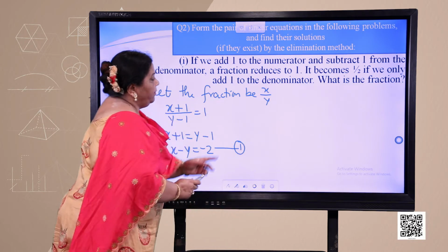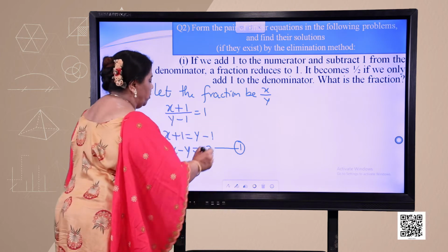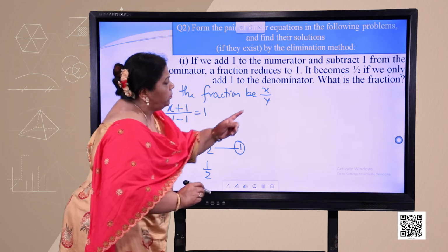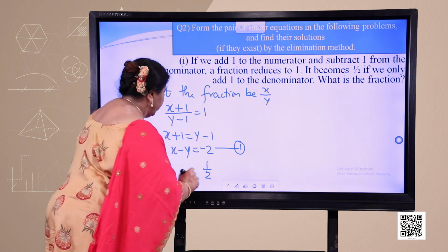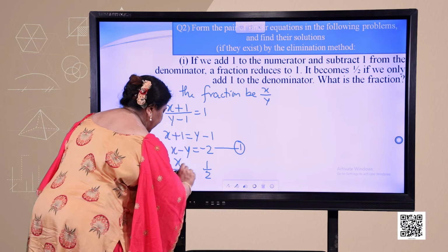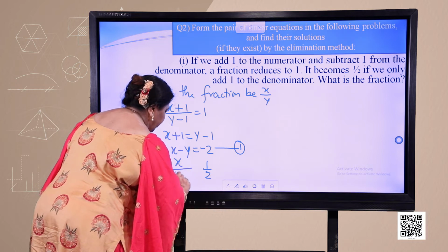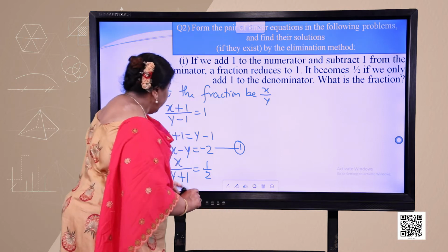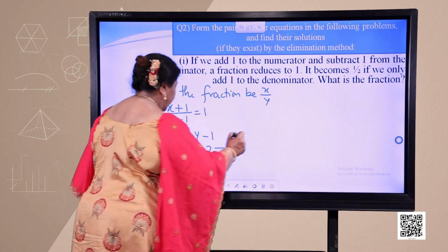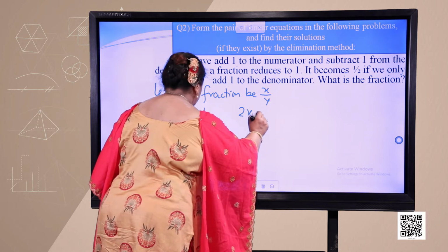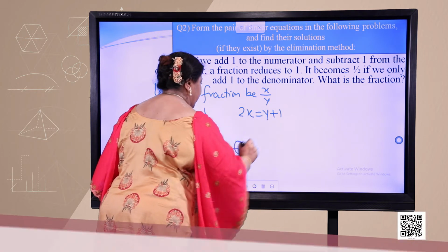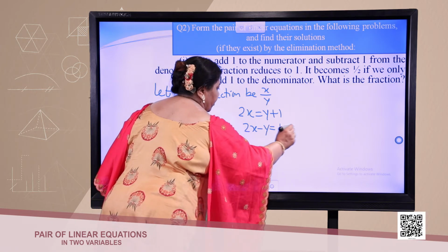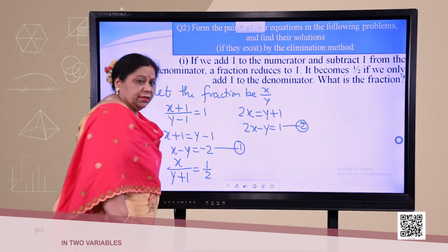Now, we have second condition, it becomes 1 upon 2. Fraction is becoming 1 upon 2. When is this becoming 1 upon 2? If we add 1 to denominator, that means numerator remains x, and if we add 1 to denominator, the fraction becomes 1 upon 2, right. So, let us cross multiply. What do I get? 2x is equal to y plus 1, or 2x minus y is equal to 1. This is our second equation.